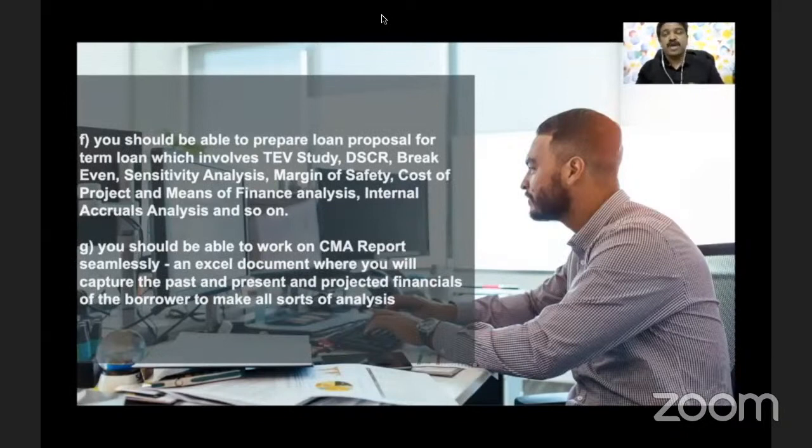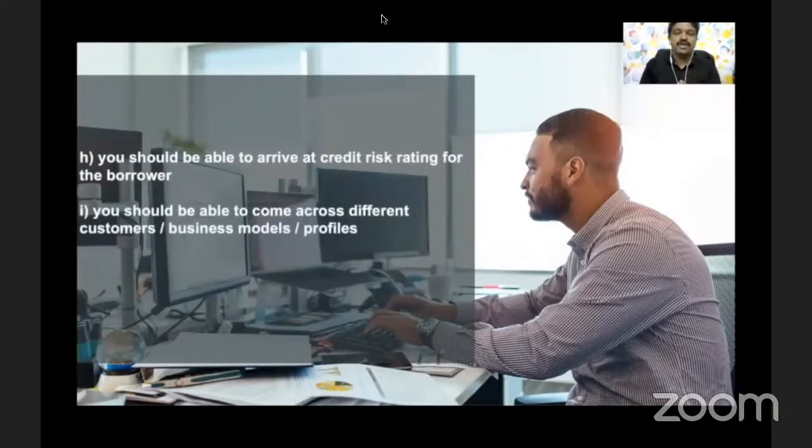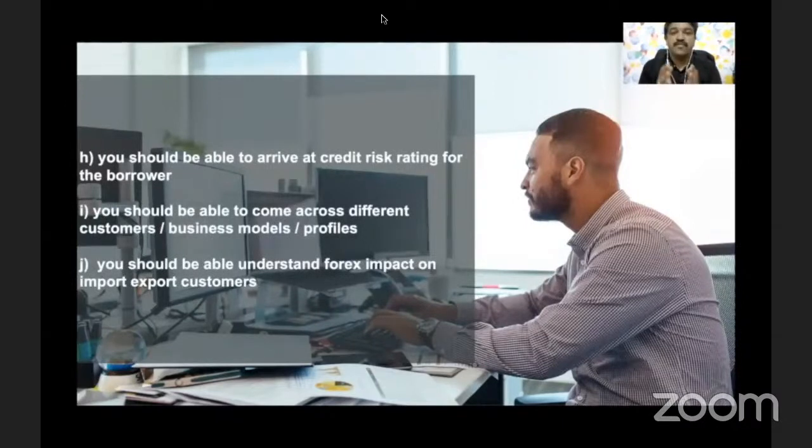Next, you should be able to arrive at a credit risk rating for the borrower. You should be able to come across different types of business entities, business model profiles, and you should also be able to understand the forex impact on import export transactions. So what does all this mean? All this means you have to learn more, right?